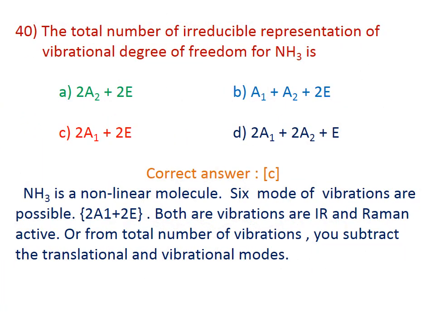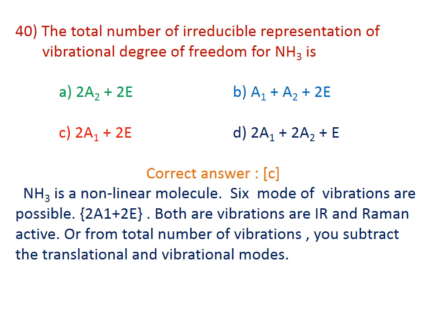Question number 40. The total irreducible representation of the vibrational degrees of freedom of the ammonia molecule is: here the correct answer is 2A1 plus 2E. You know very well the ammonia molecule is a non-linear molecule. Therefore, 6 modes of vibration are possible: 3n minus 6, here n equals 4, 4 into 3 is 12, 12 minus 6 will be equal to 6.